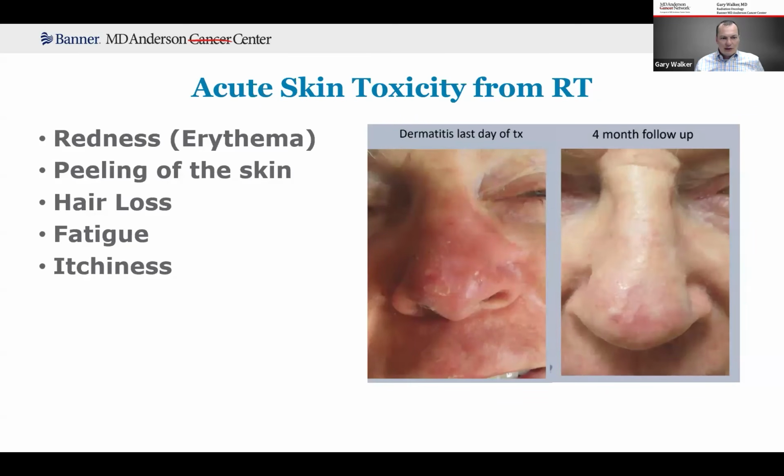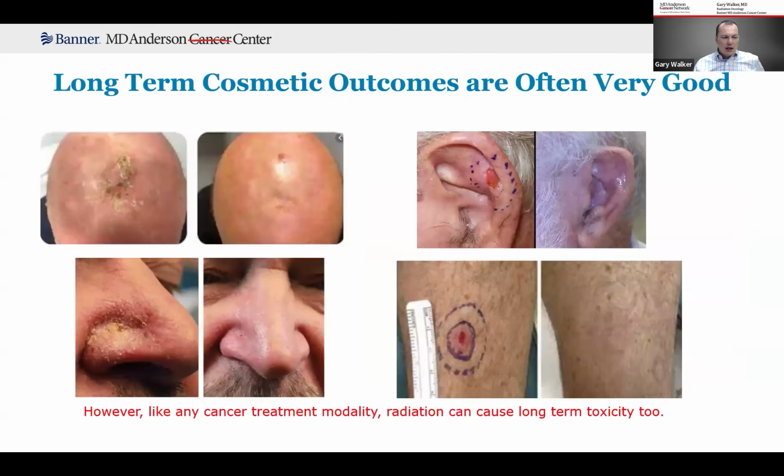The most common things include redness of the skin, some peeling. You can see here this patient had on the last day of radiation, some redness and some peeling in the nose. And by 4 months, it was all resolved. You can lose some hair, that can be permanent. You can get some fatigue and some itchiness. We reviewed a little bit about the long-term cosmetic outcome, but generally it's pretty good.